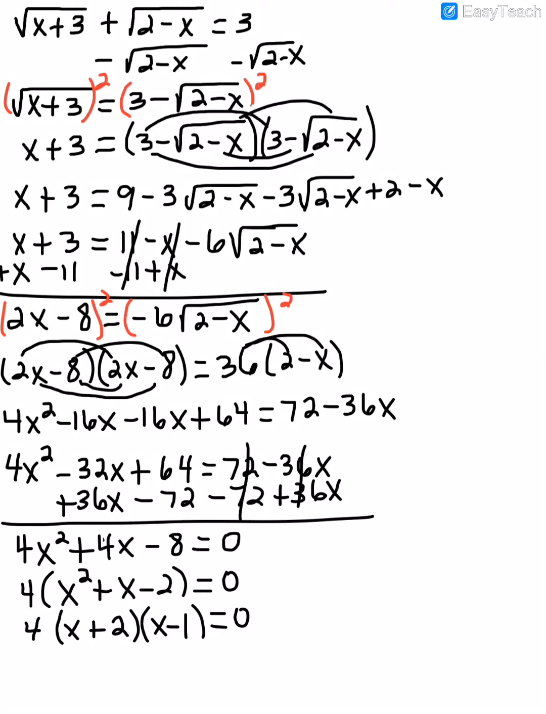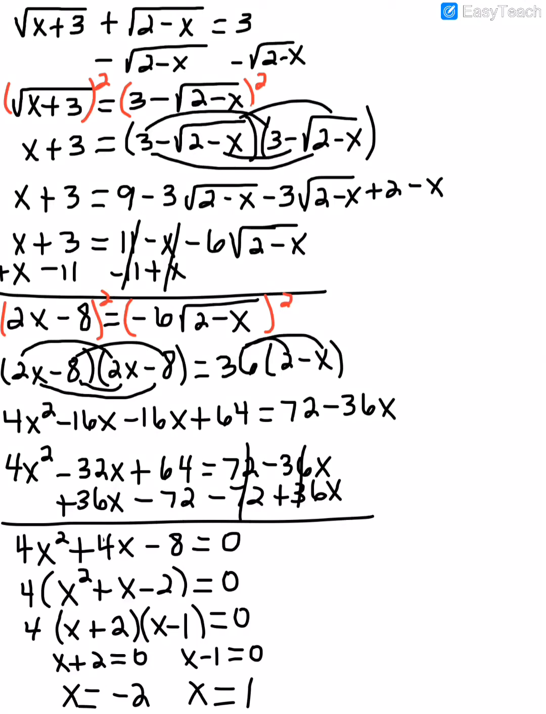Then I would take each factor and set them equal to 0 and solve. If I set this 4 equal to 0, 4 doesn't equal 0, so I can just discard that because that's not true. But the other two factors, the x plus 2 and the x minus 1, if I set those equal to 0 and solve, I get that x equals -2 and x equals +1.